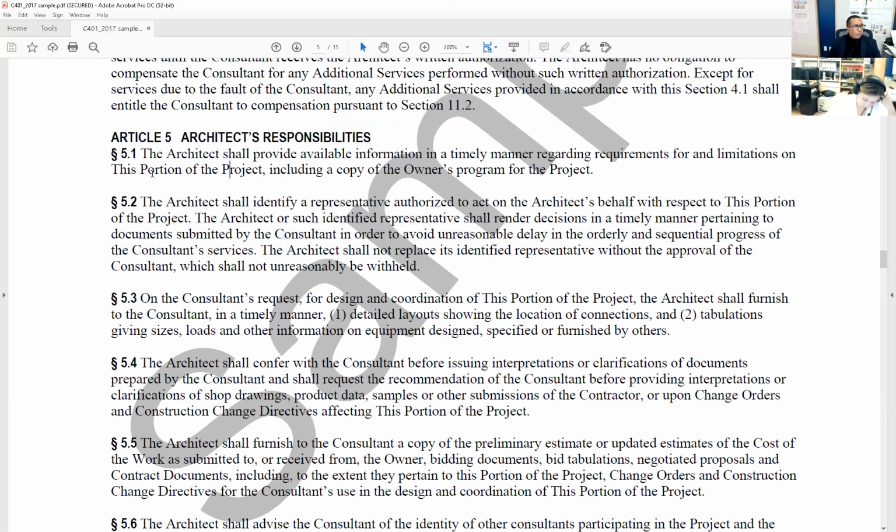Then we go to Article 5, Architect's Responsibilities. I want you to pay attention to this here because just like we have responsibilities towards the owner, now we have responsibilities towards the consultant. And this is the same language for all consultants, okay? So long as you're using the C401.